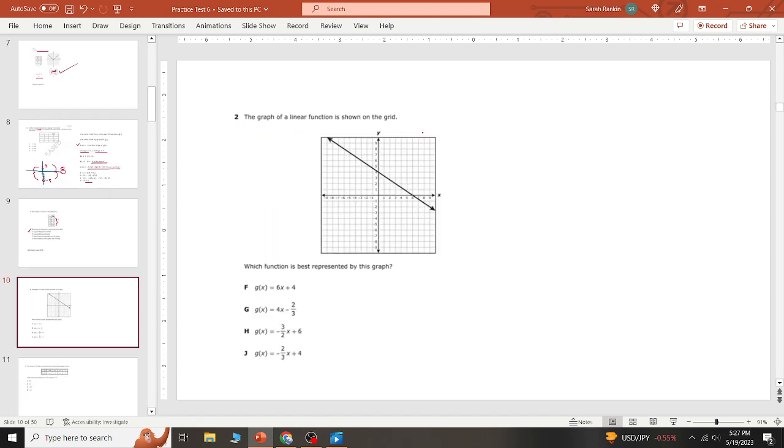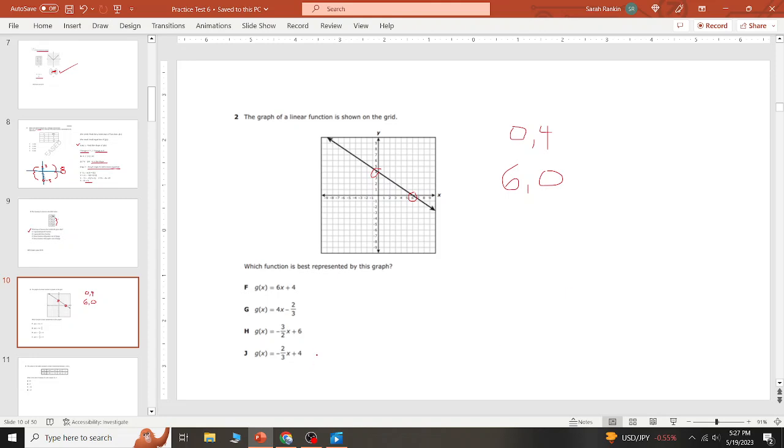Graph below, function is shown on the graph. Which function best represents this graph? Well, a couple ways we could do this. We know we got a y-intercept at 4 and an x-intercept of 6. So we know that the point (0,4) better work in our equation, right? Because that's there. And we know when x is 6, y is 0, so that better work in our function.